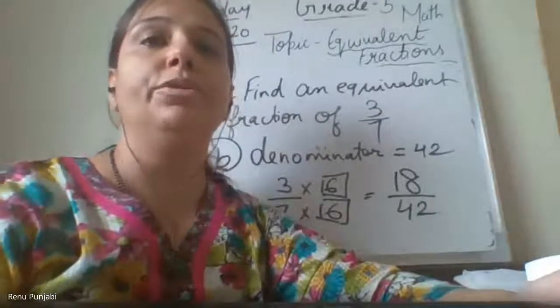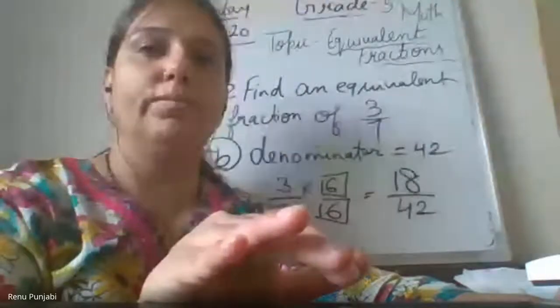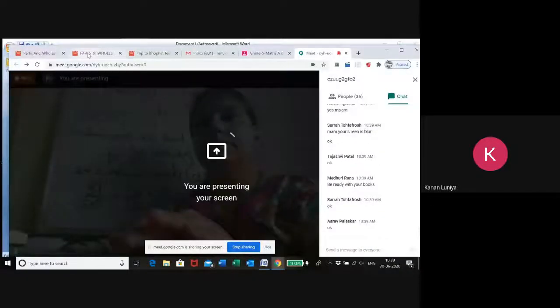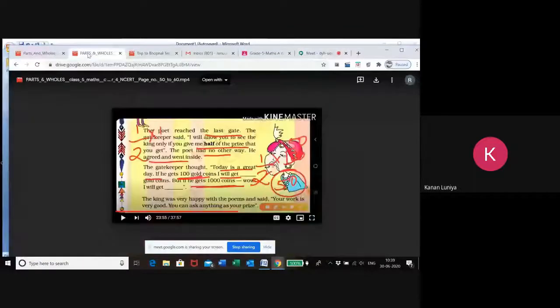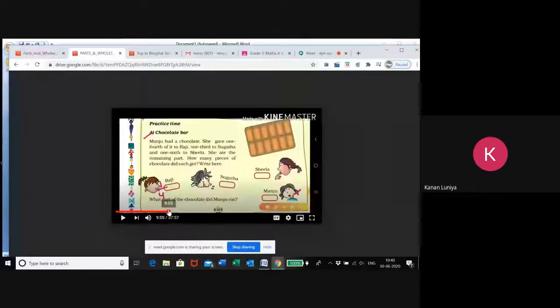Ma'am, do we have to write with pen or pencil? In the book, you have to write with a pencil. In the notebook, you have to write with a pen. Okay. Ma'am, we have to take out the book. Yes, my dear. Book and notebook, stationery. Ma'am, page number?